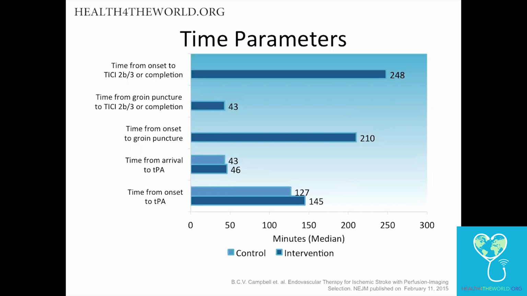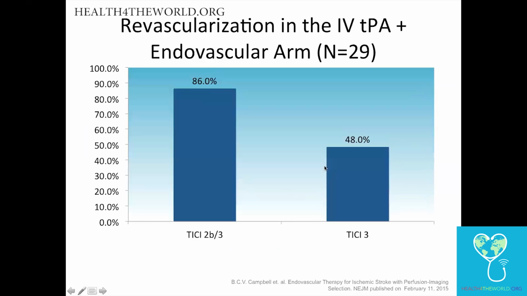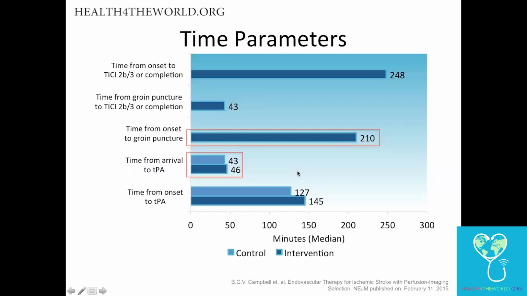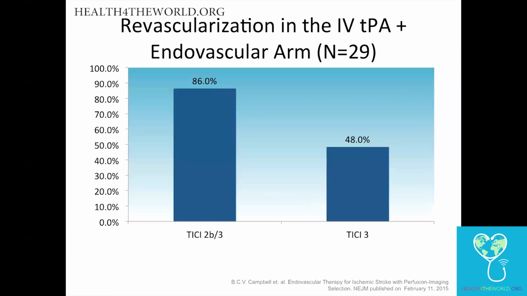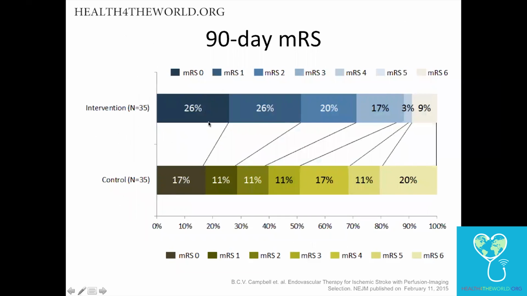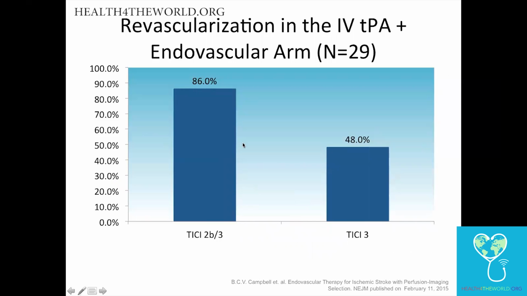In terms of time, you can see here, these are the time intervals to completion. Again, the time to groin puncture is in this case under 4 hours, but that's a pretty good target number in terms of how long it takes to randomize a patient. We'll get faster than that, and you'll see that in a second. But in terms of the time of arrival to tPA, less than an hour, which is very, very good. In terms of the recanalization rates, again, comparable to SWIFT PRIME in terms of those numbers, close to 90%.